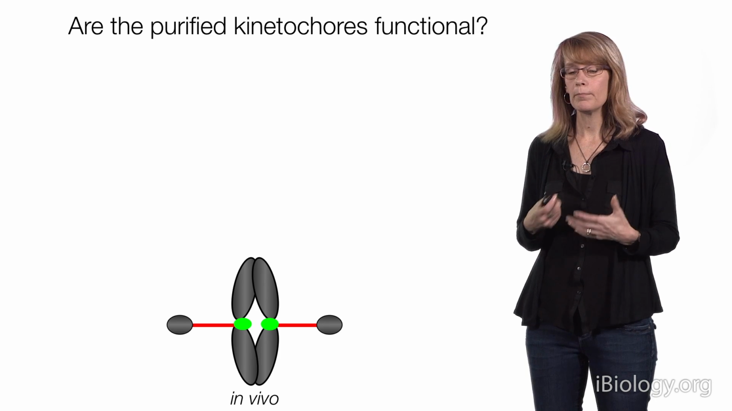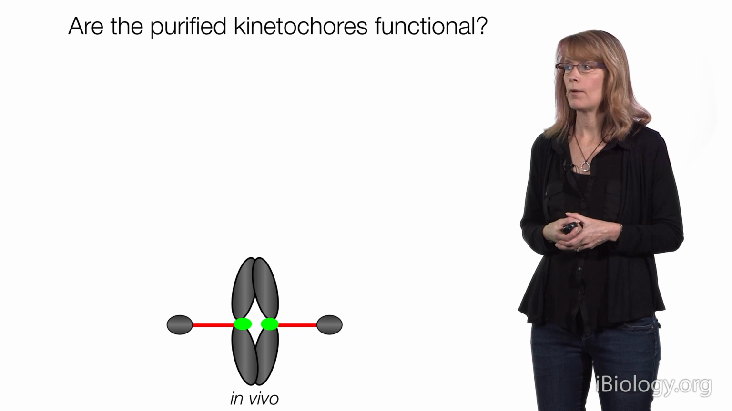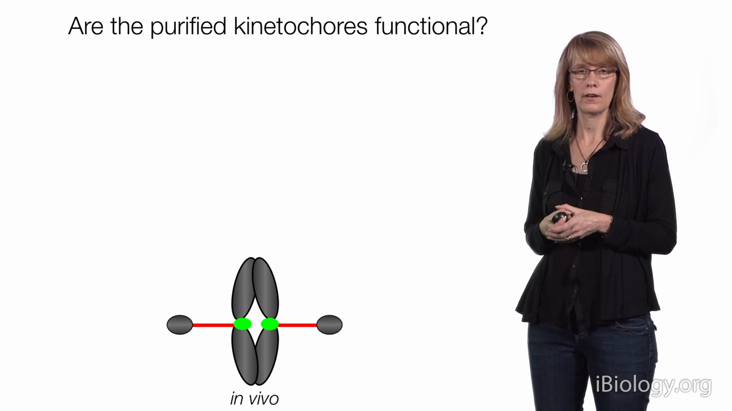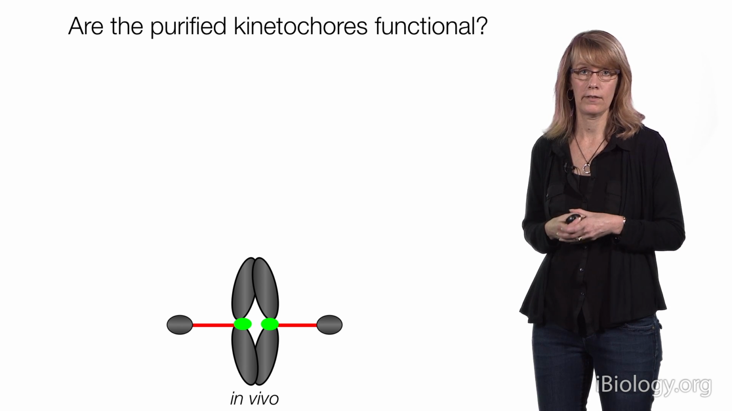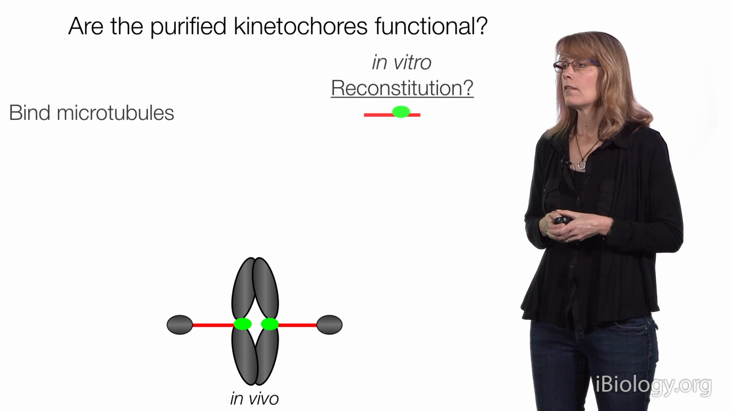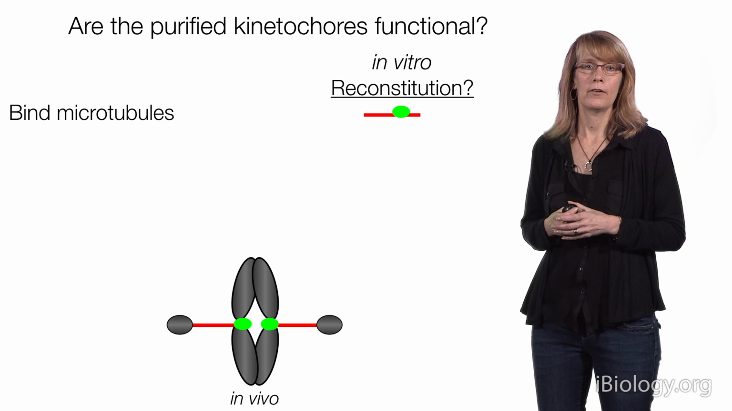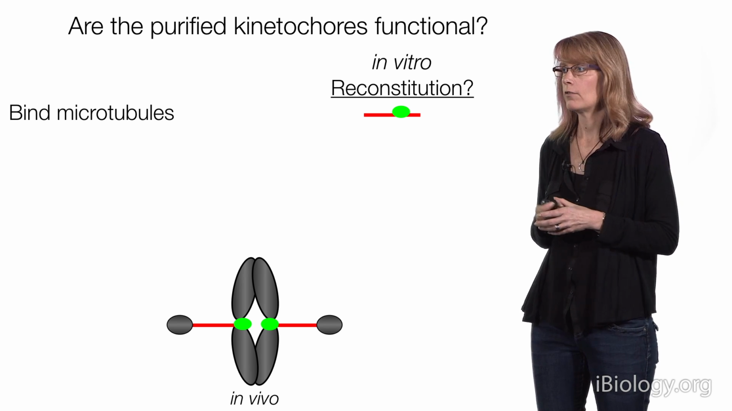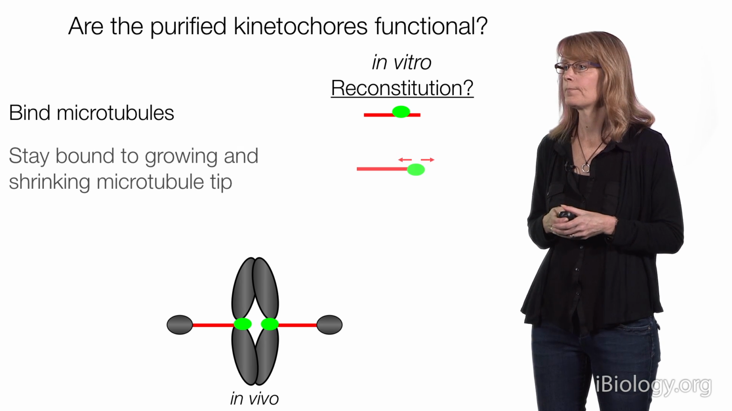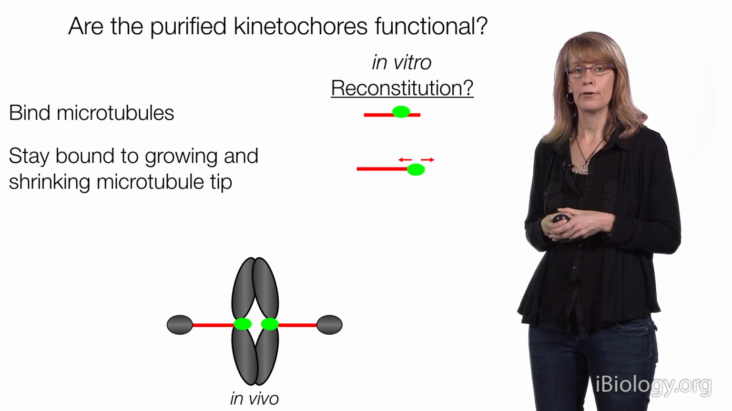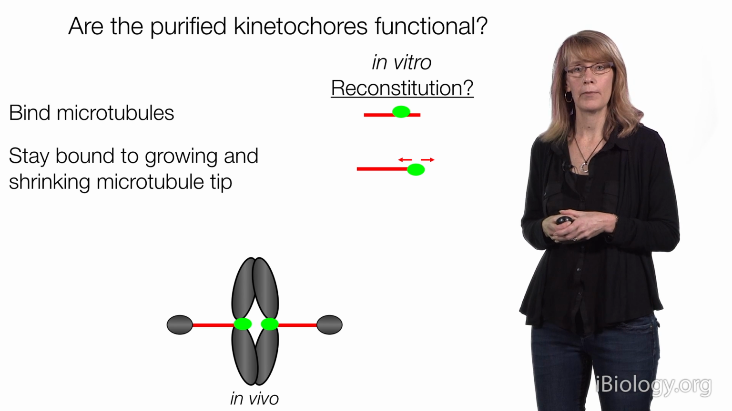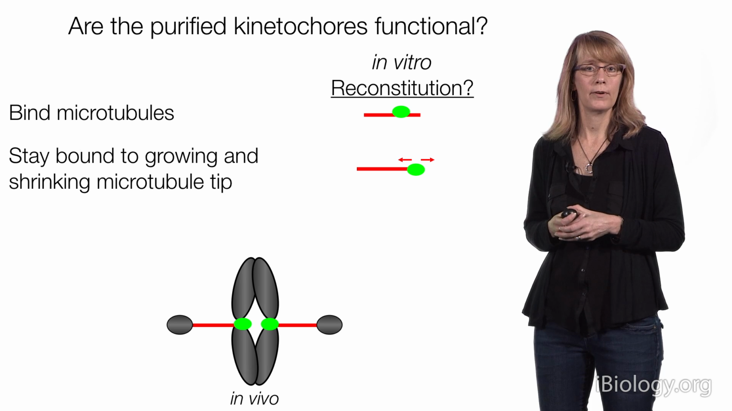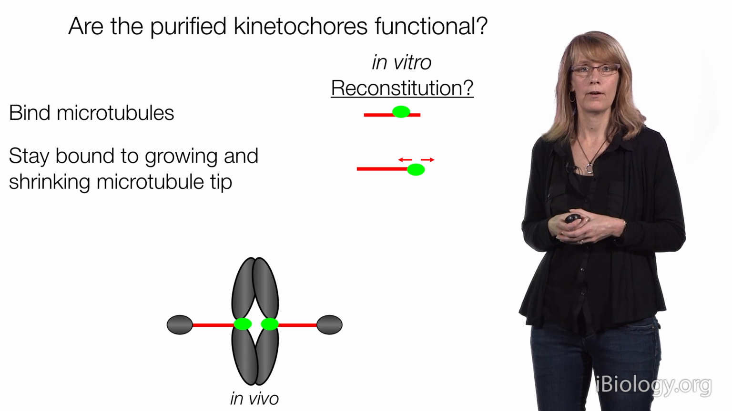Okay, so now once we had purified these things, the next big question is, well, are they functional? Can they do any of the functions that kinetochores do in the cell outside of the cell? The first question is, can they just bind to a microtubule? So kinetochores initially just bind anywhere on the lattice of a microtubule, and that was our first question. Can they stay bound to a growing and shrinking tip? If you remember from my first part of my talk, the kinetochore has to maintain an attachment to a dynamic tip, and so that was the second question.